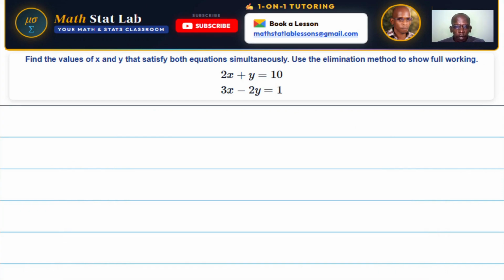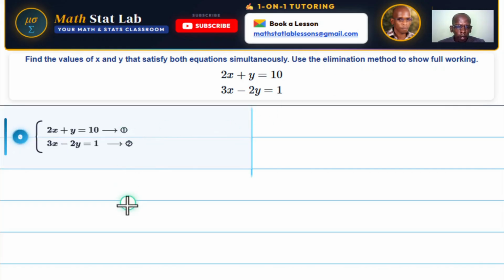The first step in solving this system of equations is just to label the equations as 1 for the first equation, then 2 for the second equation. Then from there, I need to check the coefficients of x in both equations because we are going to eliminate x. And our coefficient is just the value just before the x. So in the first equation, the coefficient of x is 2. Then in the second equation where we have 3x, the coefficient of x is 3.